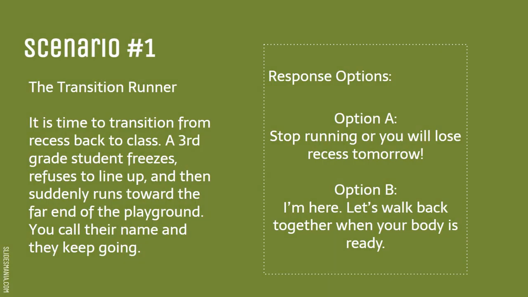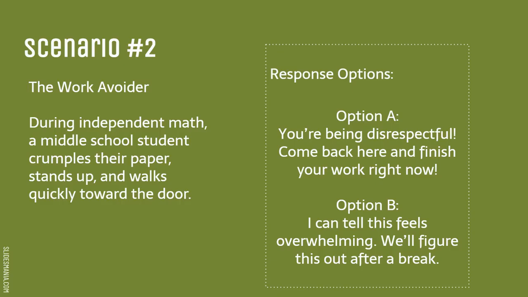Scenario 1 is the transition runner. It's time to transition from recess back to class. A third grade student freezes, refuses to line up, and then suddenly runs toward the end of the playground. You call their name and they keep going. Would you say, stop your running or you will lose recess tomorrow? Or say, I'm here, let's walk back together when your body is ready? Option B is a more regulatory response for a teacher to use.